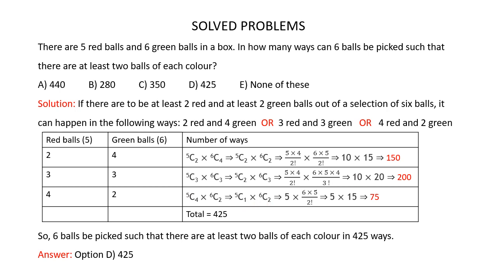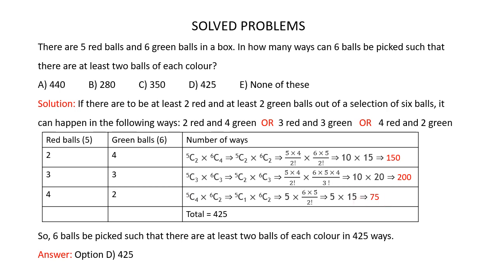5C1 is nothing but 5, and 6C2 can be written as 6 multiplied by 5 divided by 2 factorial. We know that 2 factorial is 2, and on solving this we get 15. So now we have 5 multiplied by 15, which is 75.